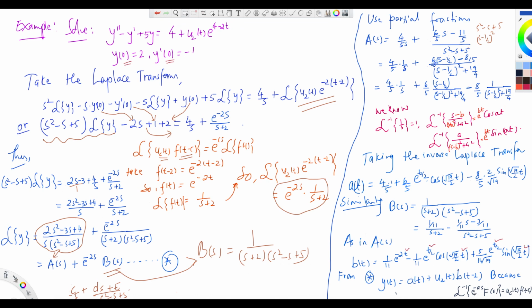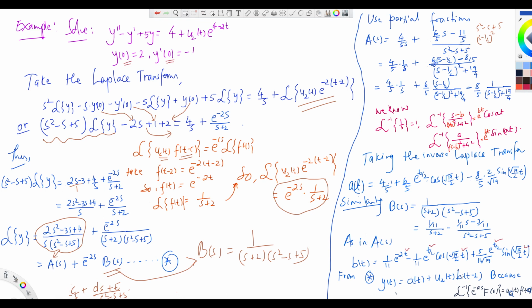You see that? Inverse Laplace transform of e to the negative cs times F(s) is u_c(t) times f(t minus c). So what should c be here, because that is negative 2s, so c is 2, that's why you will get that. So here we will get, since c is 2 here, you write u_2(t) and then b(t minus 2). You see that? So u_2(t) b(t minus 2).